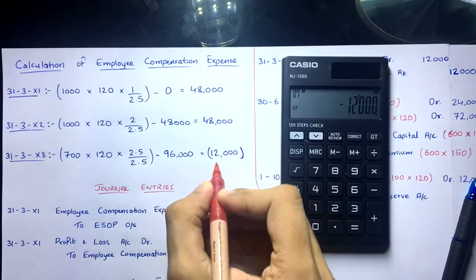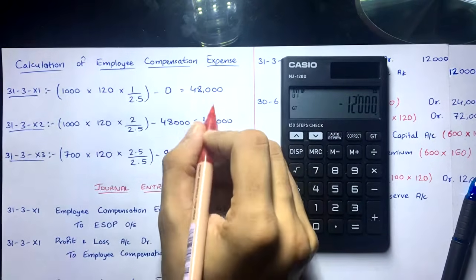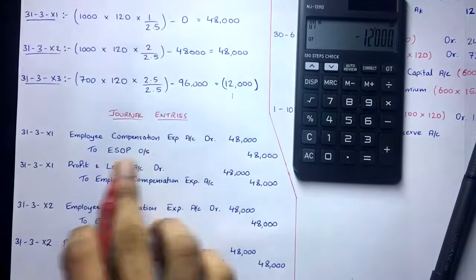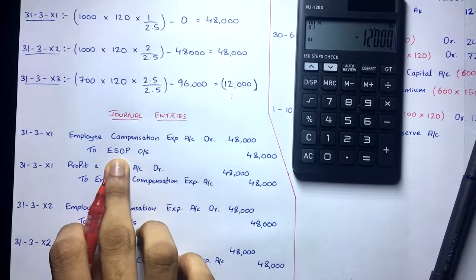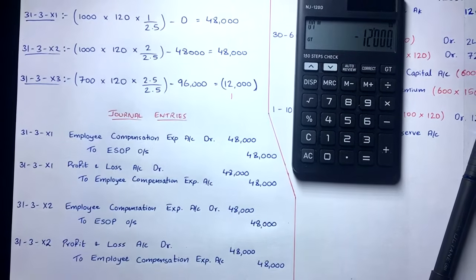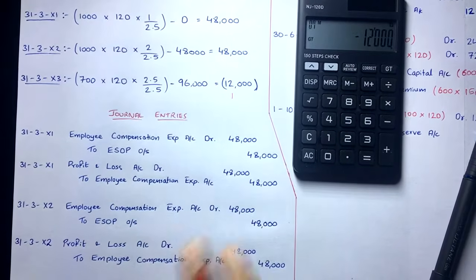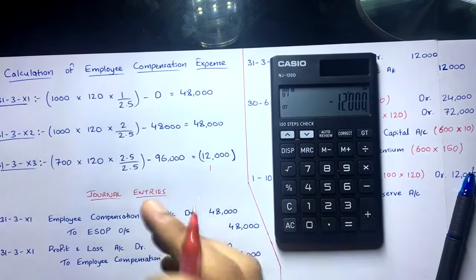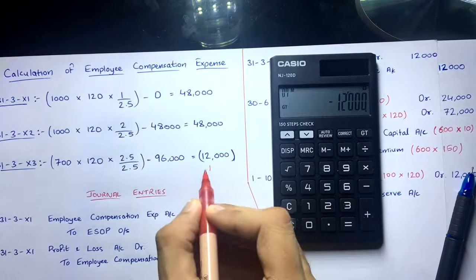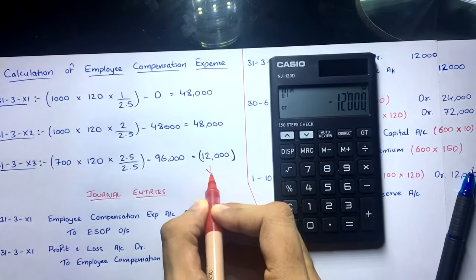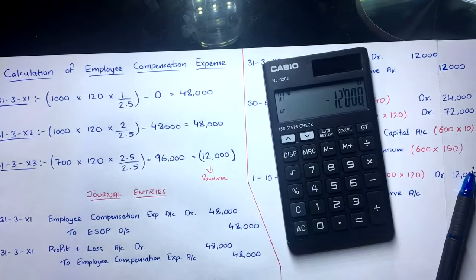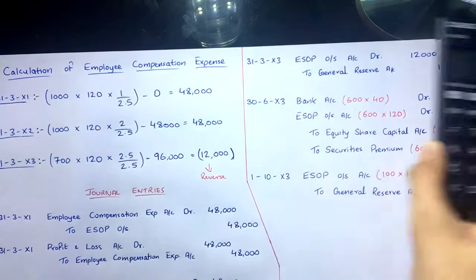So this 12,000, what will happen? Here we were recording the expenses: 48,000 goes to P&L, 48,000 goes to P&L, and we are also recording the liability, ESOP outstanding. This liability used to go to the balance sheet, in reserves and surplus. But now here what is happening? Here we have recorded more expense and liability. So now what we have to do? We have to reverse. Remember that, reverse. We will reverse this. Fine. Okay, right, then what?